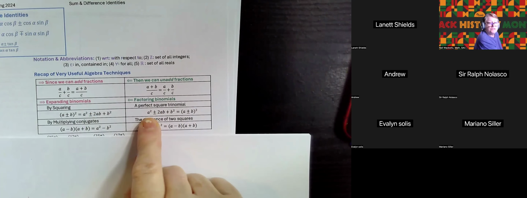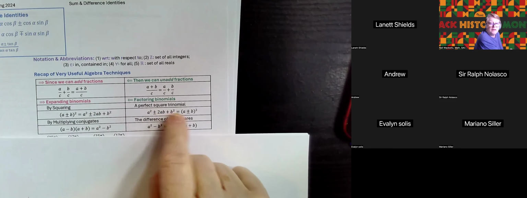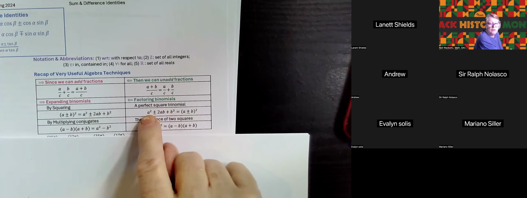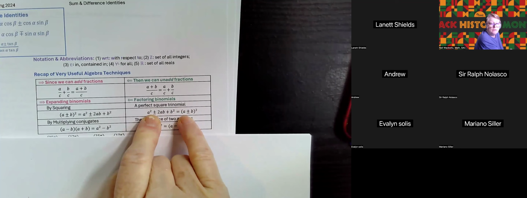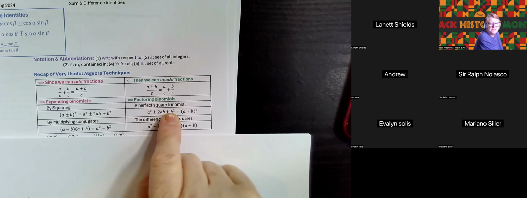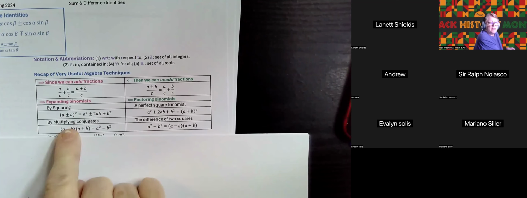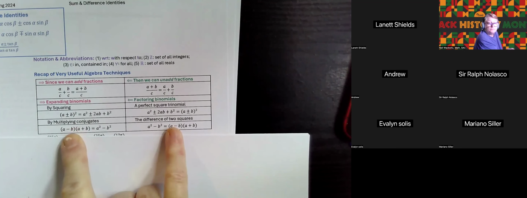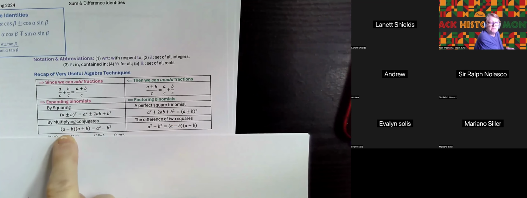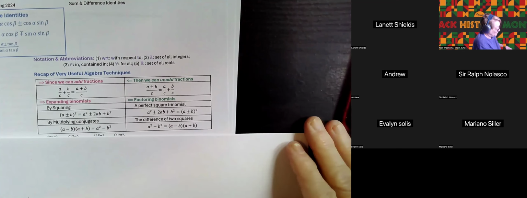And this is a pattern I want you to see. A squared plus 2AB plus B squared is A plus B all squared. And the sign in the middle matches. So it's A squared plus 2AB plus B squared. That's A plus B squared. And then the difference of 2 squares is the same as multiplying conjugates. I almost always put the A minus B factor first because minus signs tend to get overlooked. Plus signs always come first. So I tend to do it the other way.